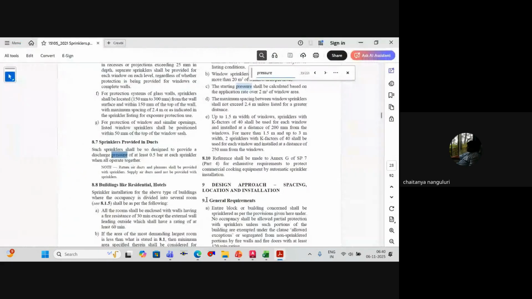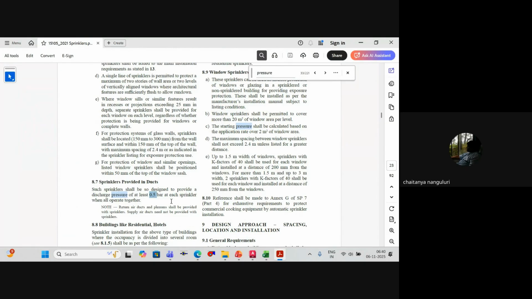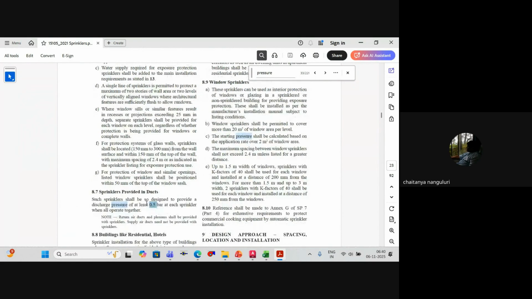In the chart I've clearly given, in most of the cases, sprinklers shall be designed to provide a discharge pressure of at least 0.5 bar at each sprinkler when operated altogether. Except ESFR, generally we take 7 PSI as our value, not 15. 7 is the minimum pressure that we have to maintain. Understood?